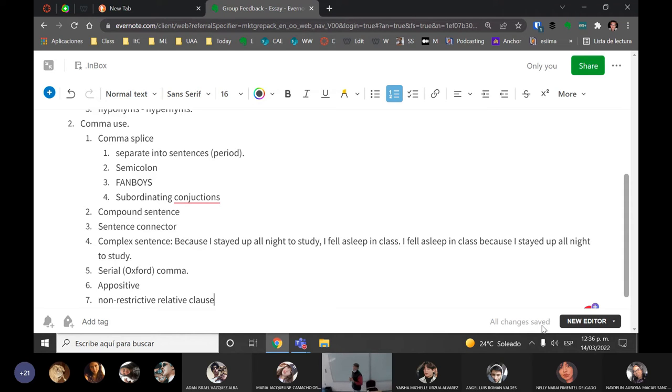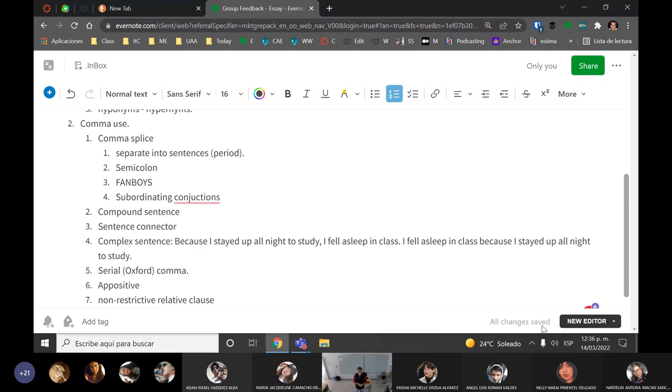Take a look at your partner's work and find all of the examples of the commas. Every time your partner uses a comma, ask yourself, is my partner writing a comma splice? Is my partner using this comma in a compound sentence? Is my partner using this comma after a sentence connector? Is my partner using this comma in a complex sentence to separate a dependent with an independent clause?